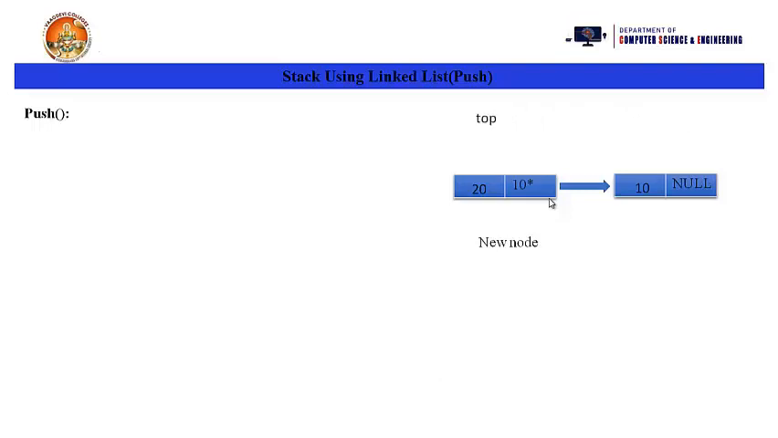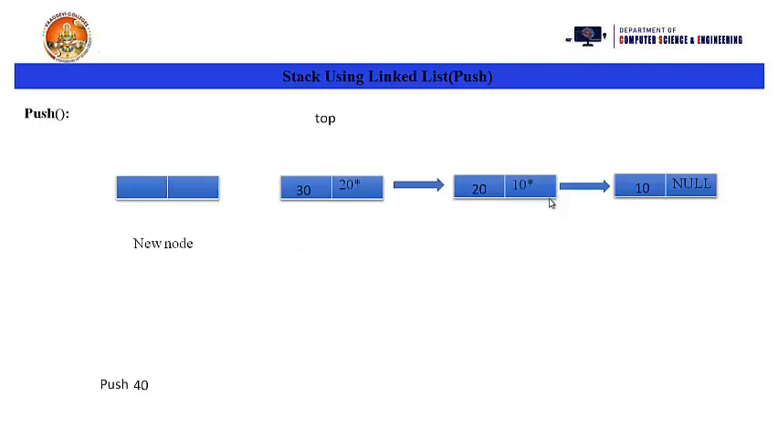Then I want to push one more element, 30. So first allocate the memory for the new node, then push the 30 into the new node data part, then store the 20 node address into the new node link part. Then the link will be established. Update the top value, it becomes the new node here. Then I want to push one more element, 40. Allocate the memory for the new node first, then push the 40 into the new node data part, then store the 30 node address into the new node link part. Then the link will be established. Then update the top value, it becomes the new node. So like this, and so on, we are pushing the values into the stack in reverse.